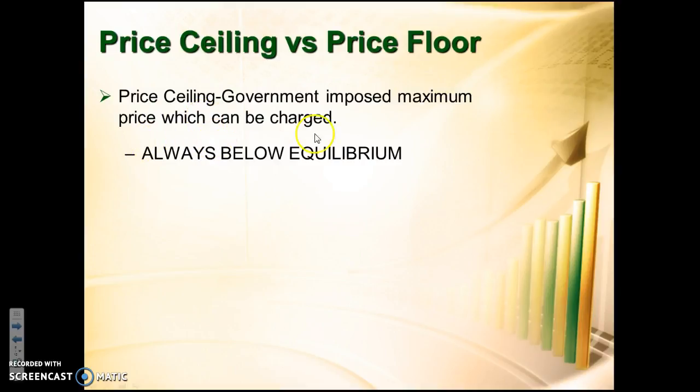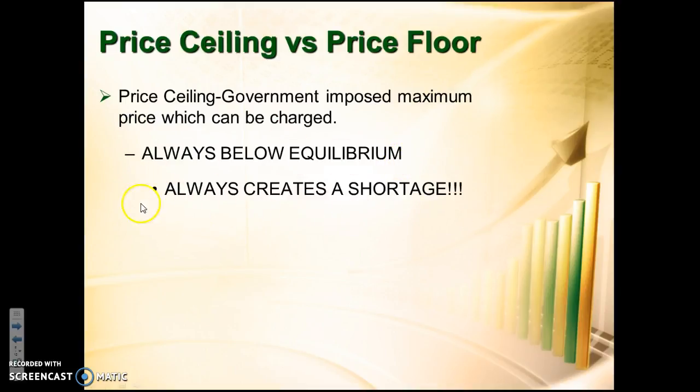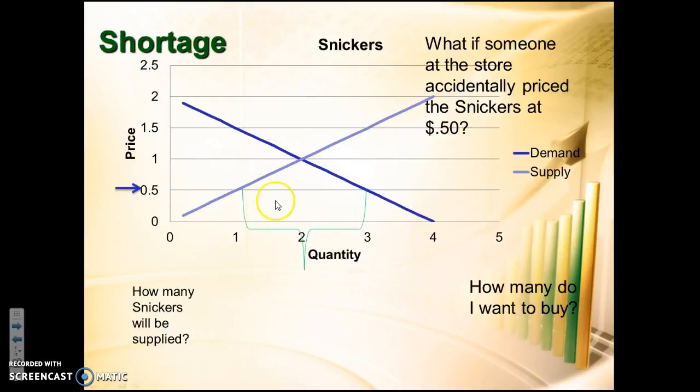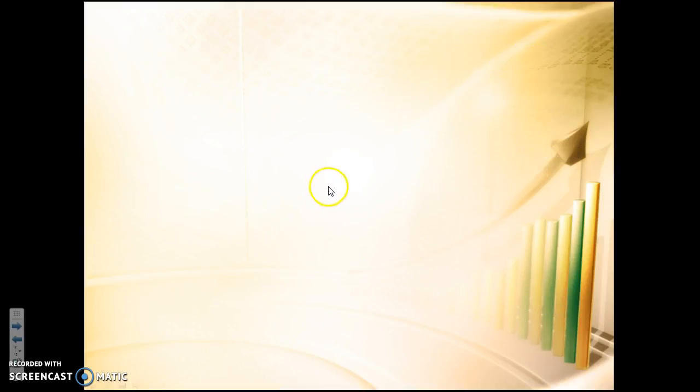One thing with a price ceiling, for it to be effective, it has to be set below equilibrium. We'll talk about that a little bit more in a second. We'll actually have a graph of it. It always is going to create a shortage. If you go back to this graph, anytime the price falls below equilibrium, we're going to have a shortage.